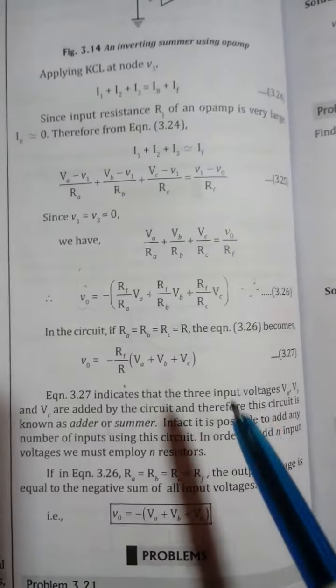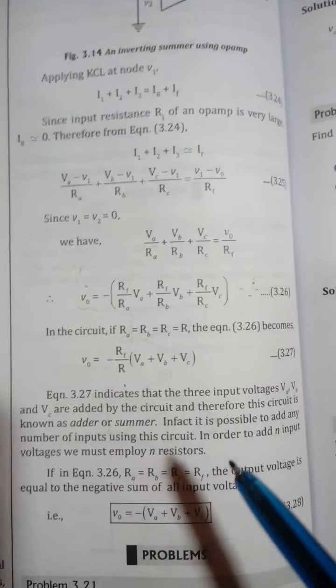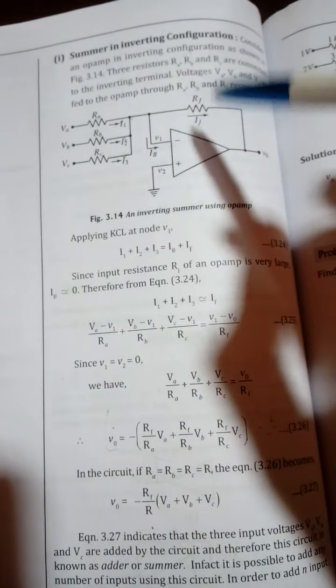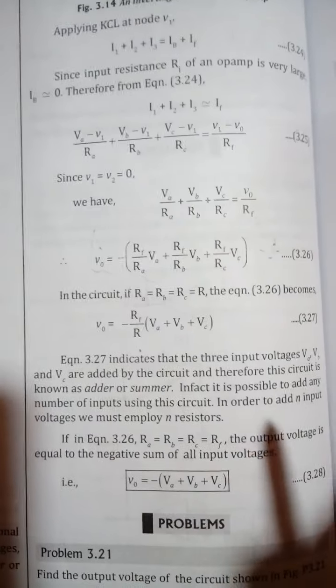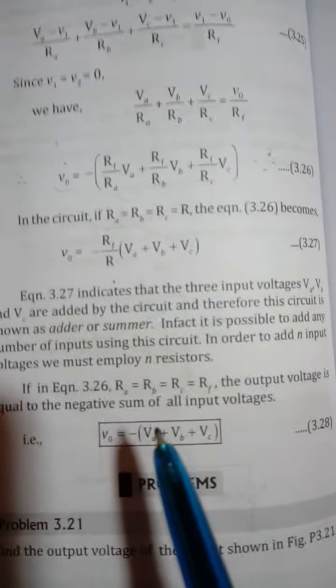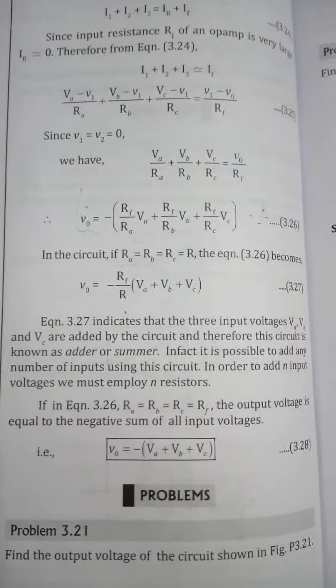In equation 3.26, if RA equal to RB equal to RC is equal to RF, meaning all these 3 resistors are equal and this feedback resistor is also equal, what happens? The output voltage is equal to the negative sum of all the input voltages. Therefore V0 is equal to minus of VA plus VB plus VC.